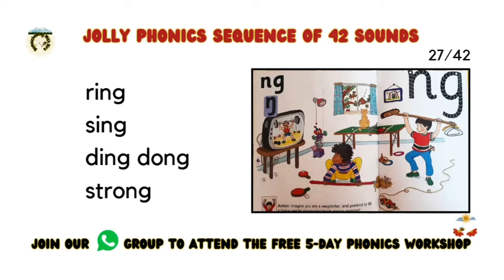Next is the ng sound. This sound is a little typical because here we do not pronounce letter G so prominently. We don't say ring with a hard G, we say ring. Sing, ding dong. We don't emphasize the G sound. It's ding dong, strong. We don't say a hard G in strong, right?